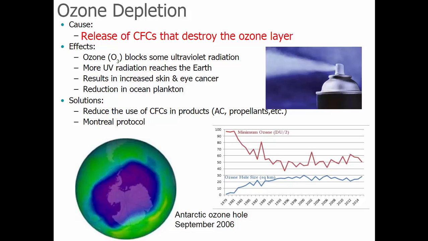And do you notice anything about these graphs and about the problem? What can you conclude from looking at the size of the ozone hole over the last 30 years, 40 years? Can anyone give me a conclusion based on this graph?